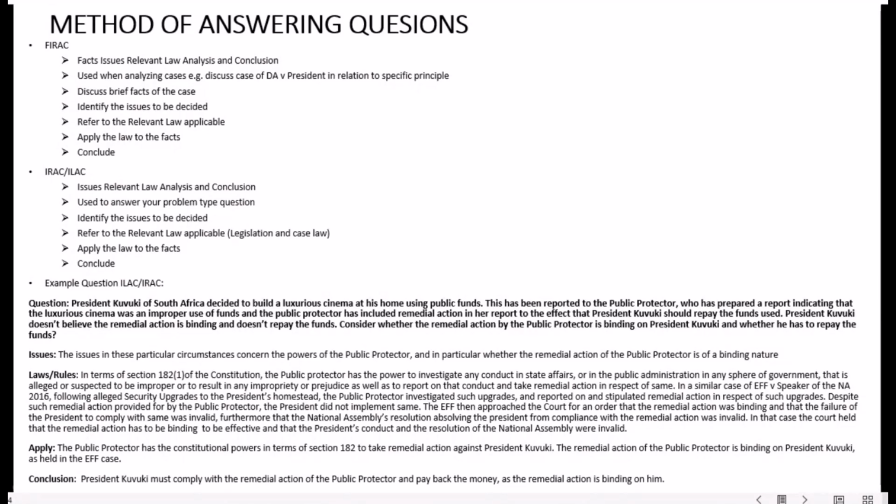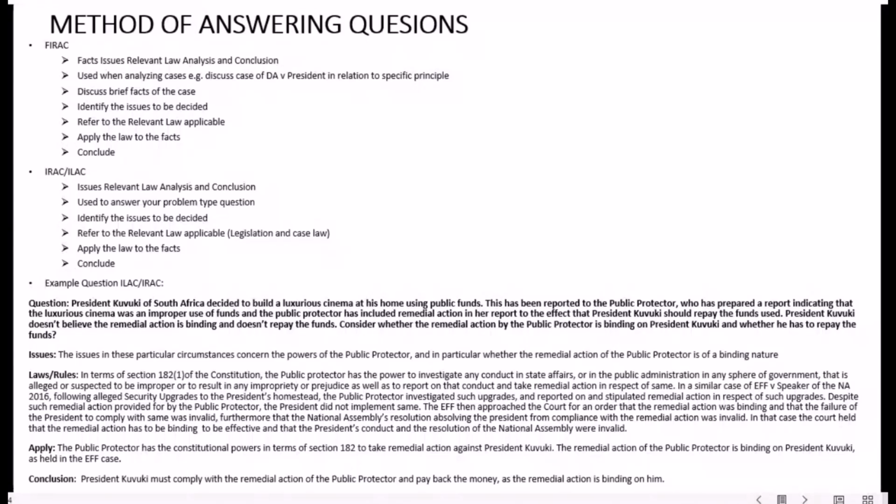Okay, so issues, colleagues. Already here you can pick up what the issue is. We're talking about the binding nature of remedial action, because the president doesn't believe that remedial action is binding on him. So you can say the issues in these particular circumstances concern the powers of the public protector, and in particular whether the remedial action of the public protector is of a binding nature. So you've outlined your issues there already, and then you go into your laws or your rules.